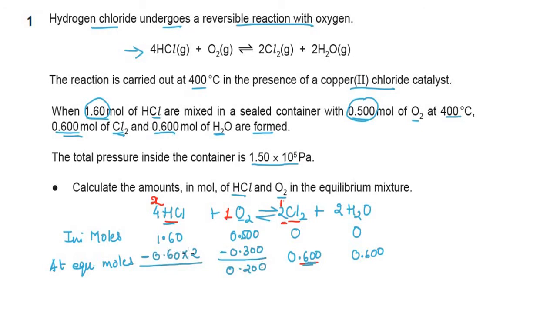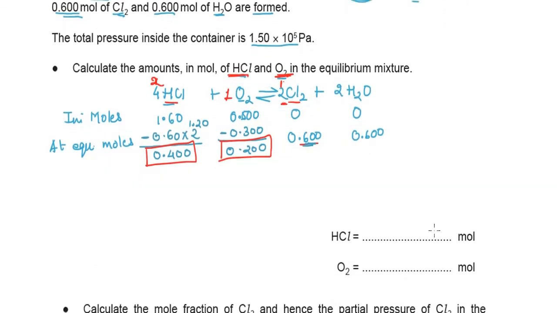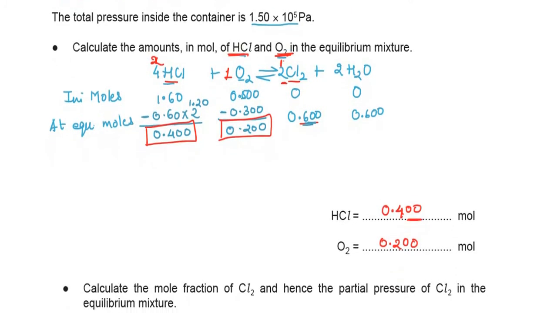So this gives us the value of 0.200 for oxygen, and here the value ends up as 1.20. After subtracting 1.60 minus 1.20, we get 0.400. So the moles of HCl and oxygen at equilibrium are 0.40 and 0.20 respectively, which we can write in our blanks as 0.400 moles and 0.200 moles. Let me specify that it is necessary to write the zeros after the decimal, because we need to write the answers with 3 significant figures as given in the question. So we need to maintain the style of writing the answers, and that's why we write 0.400 and 0.200 moles.